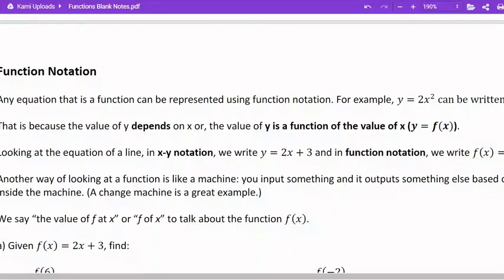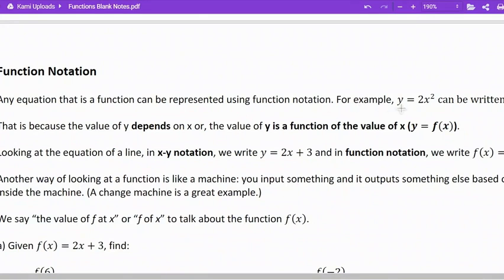We mentioned in the last part function notation. So this is another term that you must understand. Function notation is how we write functions: what symbols we use, what order they come in. Any equation that is also a function can be represented using function notation.